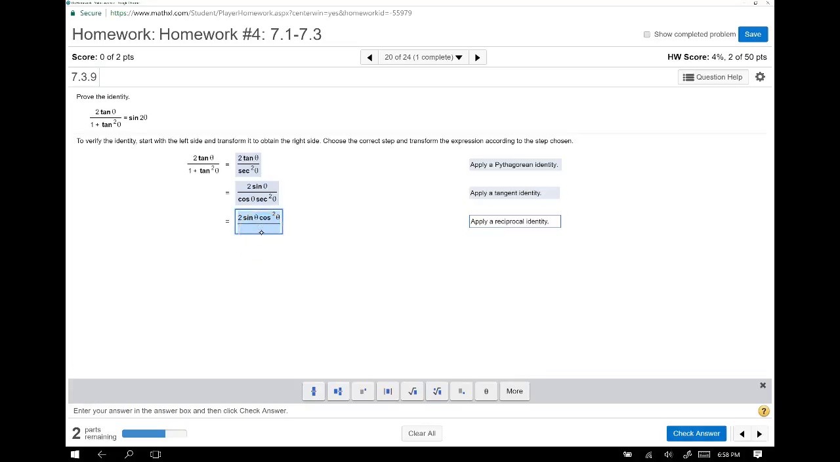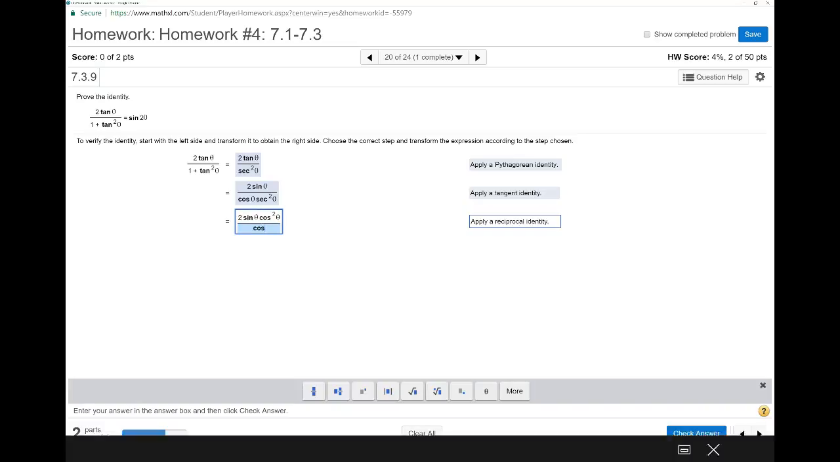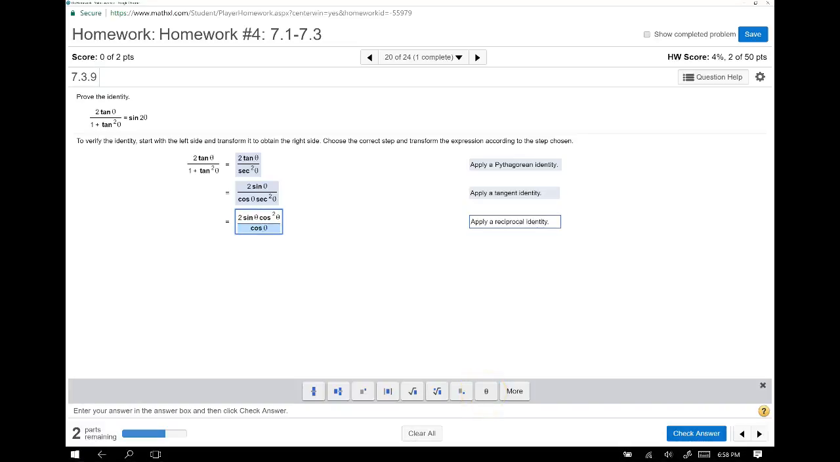So the secant squared moves to the top as cosine squared. And then we still have our other cosine in the bottom. Don't get ahead of yourself. I know there's something else that we can do, but they haven't asked us to do that yet.